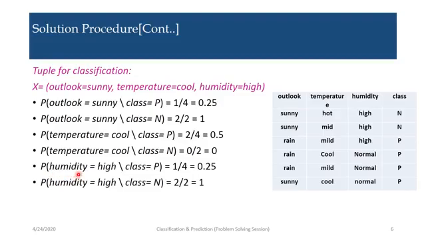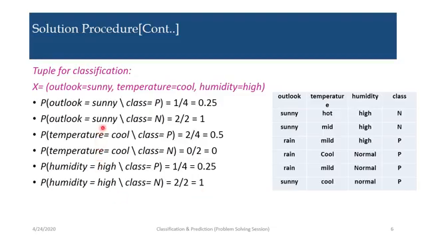So P(humidity = high | class = P). Here you can see high and class P. Only one case is there. So 1 by 4 it is 0.25. Humidity is equal to high and class is equal to no. We can say there are 2 tuples where humidity is equal to high and class is equal to no. So 2 by 2 it is 1.